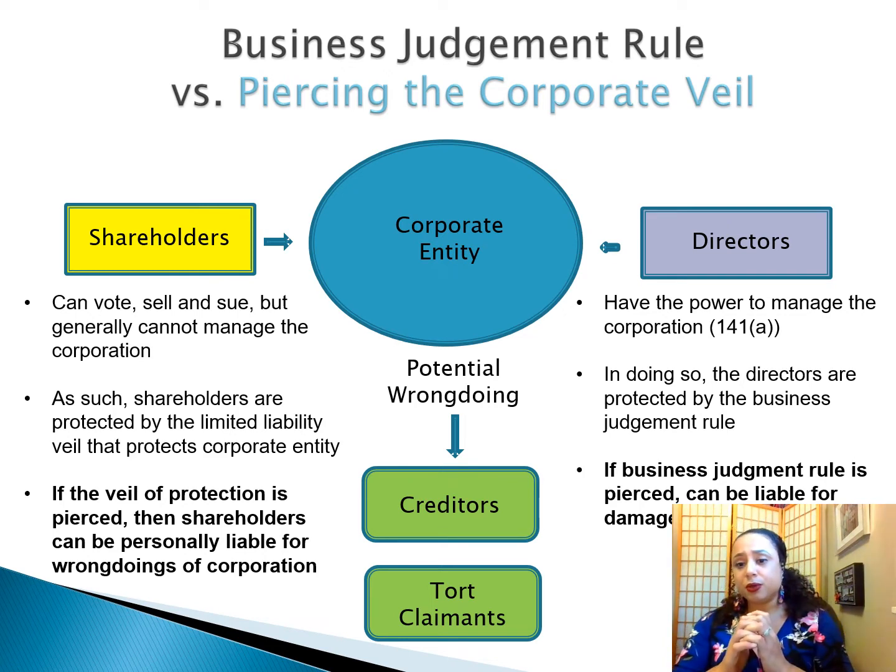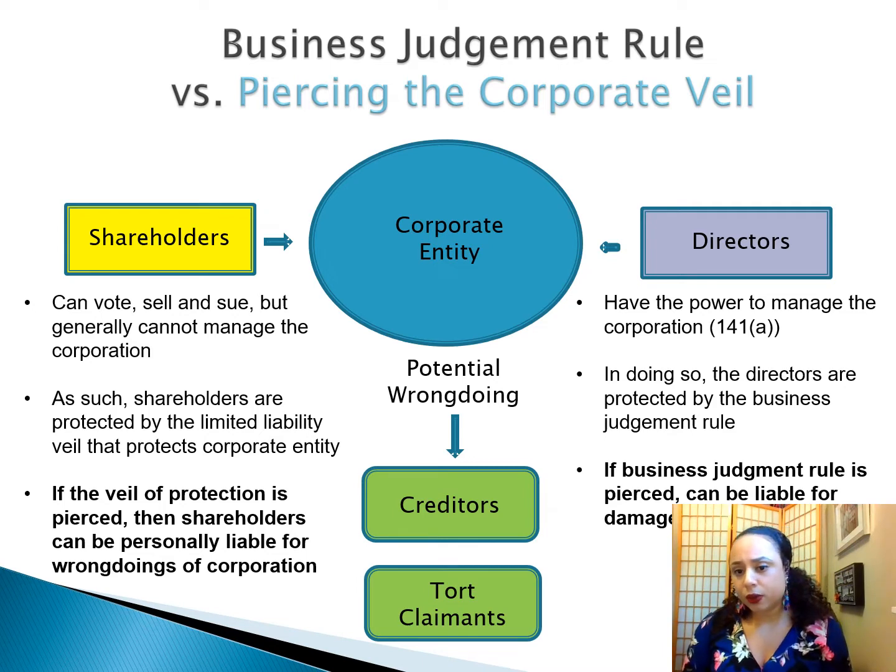So when the business judgment rule is effectively pierced, it very much has to do with wrongdoings to the corporate entity and the shareholders. Whereas when the corporate veil is pierced, it is pierced due to wrongdoings caused by the corporation, suffered by third parties. And so who are these potential third parties?